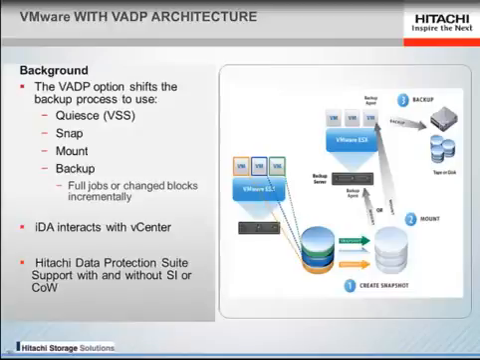The iData agent, IDA, interacts with vCenter. It can do auto discovery of new VMs and add them to backup sets. And it can interact with vCenter and tell the VM to either suspend or quiesce using VSS for a backup cycle. The Hitachi Data Protection Suite supports VADP with or without the ShadowImage or Copy-on-Write in-system replication.